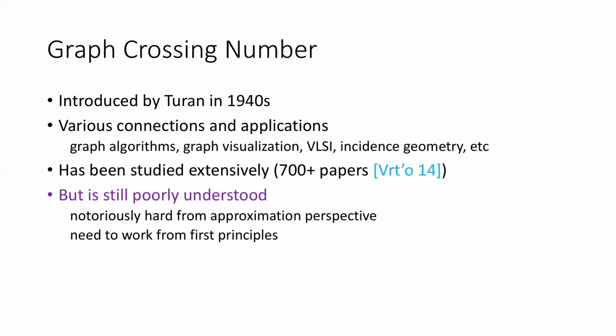Okay, so this problem is really a classic problem in graph theory and graph algorithms, and it has a long history. It was first introduced by Turán in the 1940s. And since then, this problem became popular, not only because it is a natural and easy to state graph theoretic problem itself, but also because it has found a great number of connections and applications to lots of other areas. Just to mention a few: graph algorithms, visualization, VLSI design, incidence geometry, etc. So the graph crossing number problem has been studied extensively. According to a bibliography maintained by Vrt'o in 2014, before the year 2014, there are more than 700 papers on this topic.